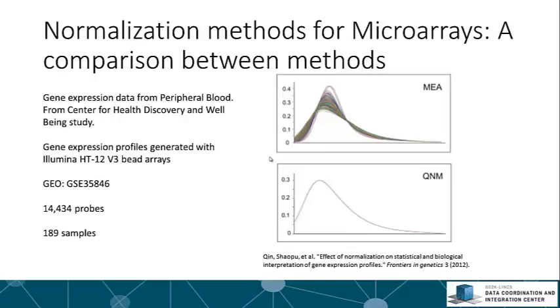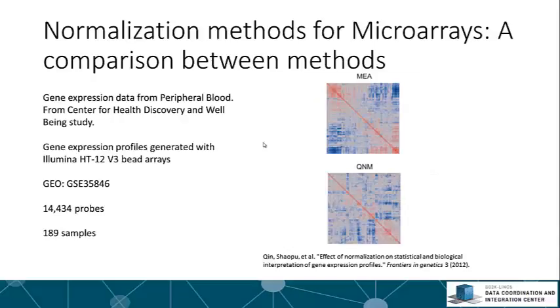Now let's take a look at two of the normalization schemes that we've looked at, and how that affects the distribution of probe intensities for this microarray data. On the top we have the mean centering normalization scheme, and on the bottom we're showing the distribution for quantile normalization. You can see there's quite a contrast between the distributions here. In the mean centered scheme, each distribution is different, although they all have the same mean. And in the quantile normalization procedure, all 189 samples have exactly the same distribution of probe intensities.